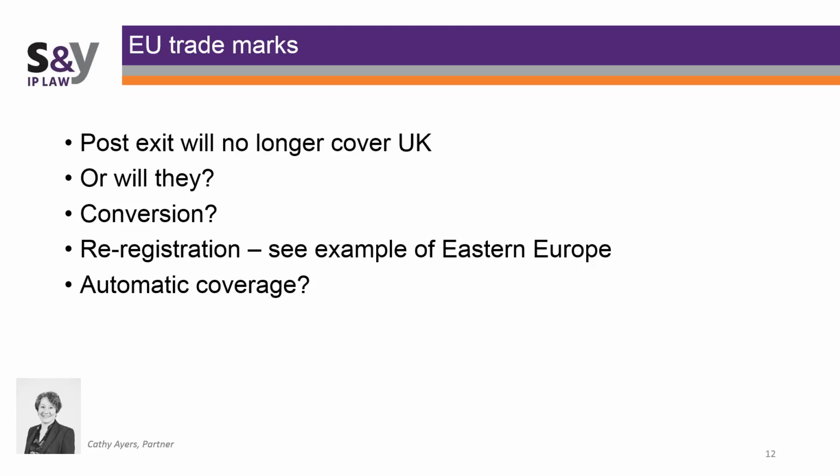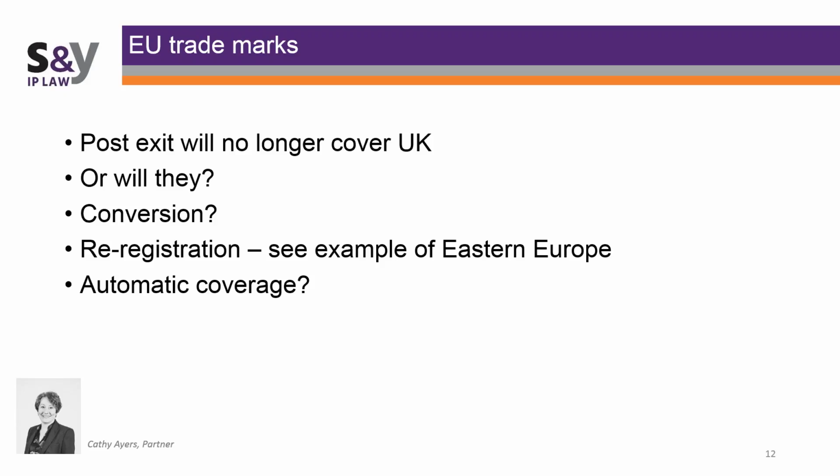So what's going to happen in relation to EU trademarks? Well, I think the likelihood is that post-Exit, they will no longer cover the UK. There is some lobbying in the profession, which is why I put "or will they" on the slide, to try and keep the status quo, but I have to question whether this is realistic. In terms of what might happen to those EU trademarks and whether they're going to continue to cover the UK in future by some mechanism, you'll probably be aware that there's already a conversion process in place before the EU IPO, which allows you to convert an EU trademark application or registration into national rights.